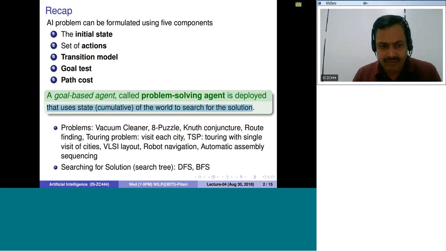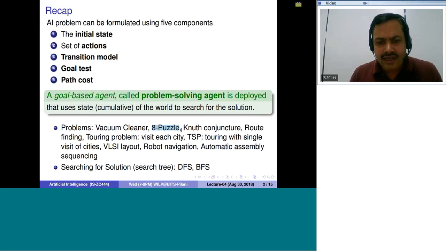In the last class, we discussed some of the problems, and we saw how we can formulate and specify these 5 things. And one of them was a vacuum cleaner. The toy vacuum cleaner example, where there were only 2 rooms to clean, and we drew all the state space in the last class.